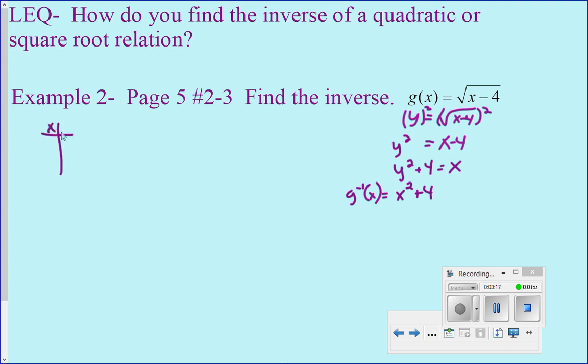So I asked for a table for x and g of x in part 3. So just figure out some values that you can substitute in easily into g of x. So hopefully you're realizing 4 would be nice. Square root of 0 is 0. So then 5. Square root of 1 is 1, and 8 would give me square root of 4, which is 2, and 13, square root of 9, which is 3. So I'm going to plot those.